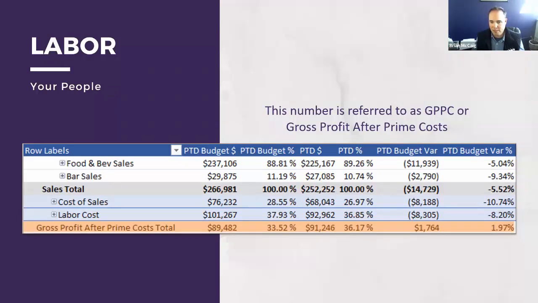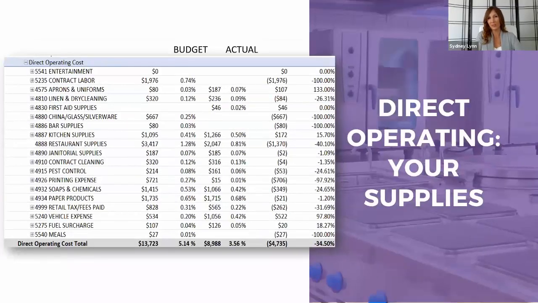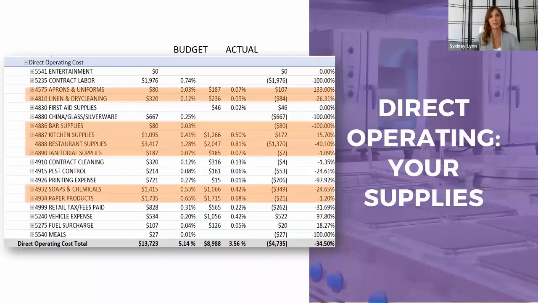So Sid, now that we understand prime costs and gross profit, there's still stuff to pay for, right? What are some of those fixed and semi-variable costs that impact our bottom line? There most definitely is. There are two more cost categories that managers at the store level still have an impact on and have the ability to somewhat control. The first one is direct operating costs. You can see in this example of direct operating that this is where all of your supply purchases are happening: kitchen supplies, restaurant supplies, soaps and chemicals, linen and dry cleaning, all of those miscellaneous things that operators need to really be running operations within the four walls.